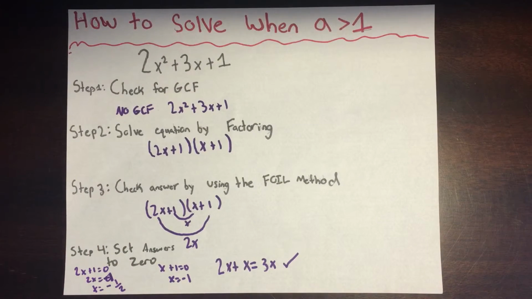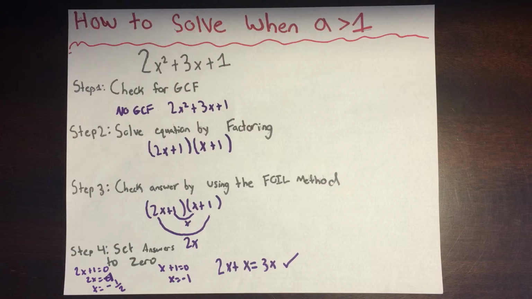How to solve when a is greater than 1. We'll be using the equation 2x squared plus 3x plus 1. The first step you want to do is check for GCF, and in this problem there's no GCF, so the equation will stay 2x squared plus 3x plus 1. Next, you'll solve the equation by factoring, and you'll get the quantity of 2x plus 1 times the quantity of x plus 1. Then, you'll check your answer by using the FOIL method.